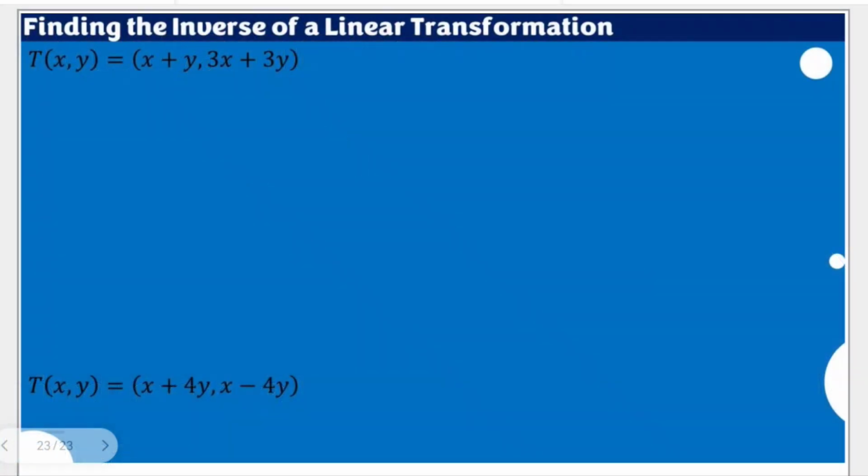We can also show the inverse of a linear transformation using these two different linear transformations here. We know that these two are linear transformations from R2 to R2. It's because we have two components in our domain, and there will be two components as well in our codomain. Same thing with here and here as well.